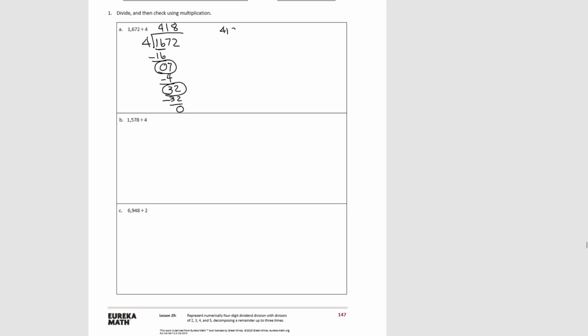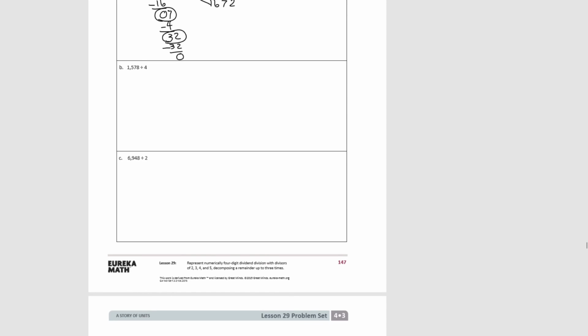We check with multiplication. 8 times 4 is 32. 1 times 4 is 4, plus 3 is 7, and 4 times 4 is 16, and we match. Okay, stop the video and try B.